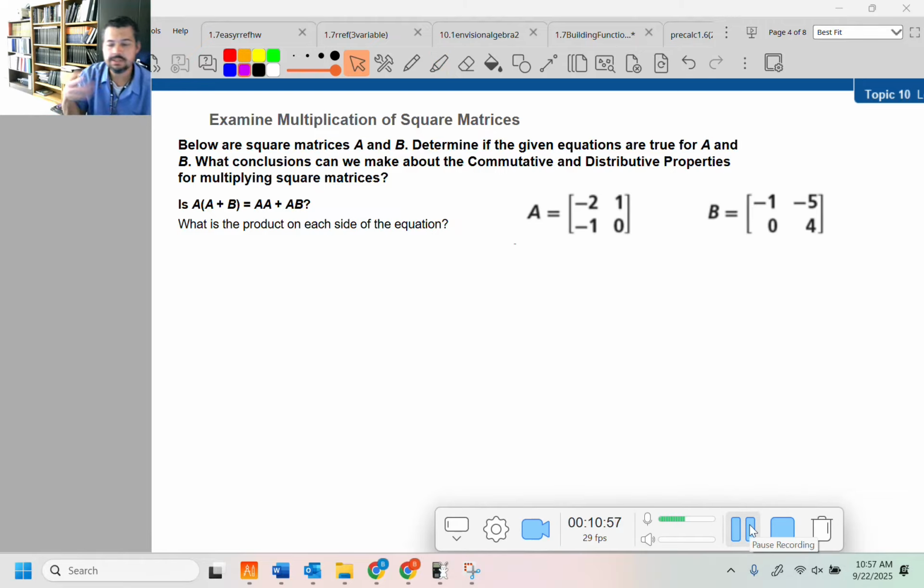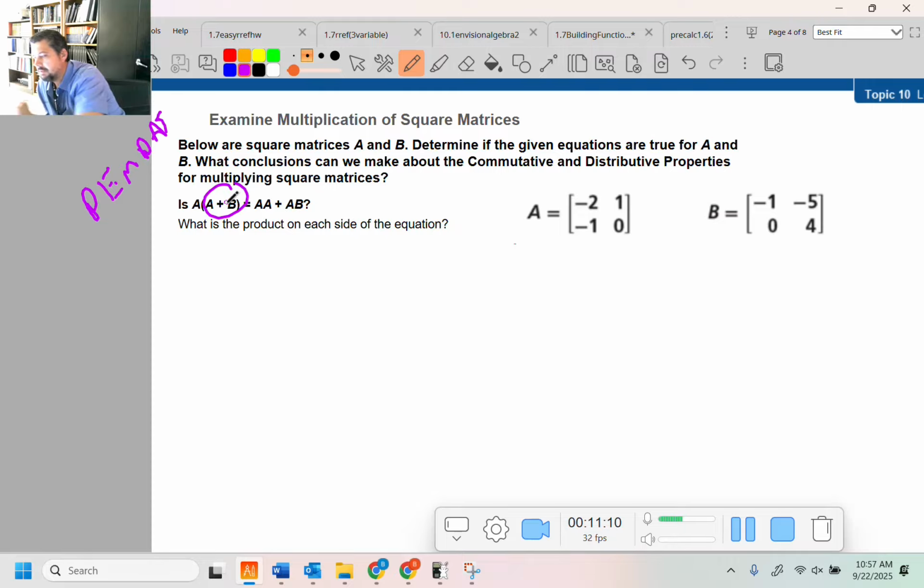All right, so this is going to take a while. So I'm going to work on the left-hand side first. And, you know, be thinking about PEMDAS, kids. Please excuse my dear Aunt Sally. I need to figure out this piece first. What is A plus B? Well, A plus B is where we add like positions. -2 and -1 is -3. 1 plus -5 is -4. -1 plus 0 is -1. 0 plus 4 is 4. This is A plus B.